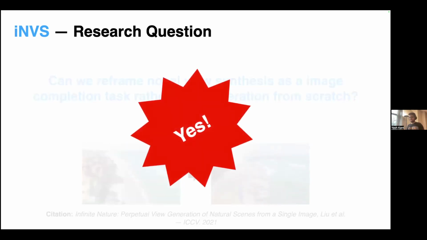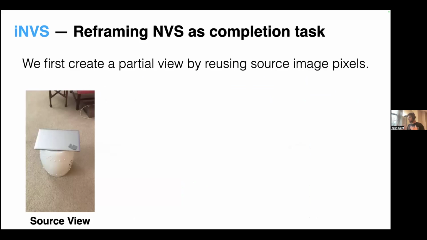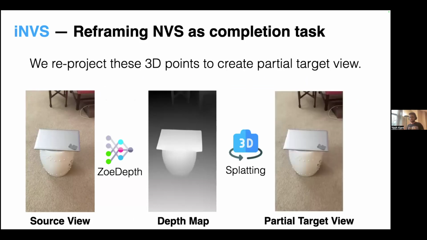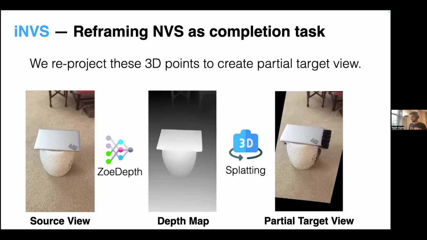And we find that the answer to this question of can we reframe it is yes. Let's discuss how we basically can approach it in such a way. So we first create a partial view by reusing source image pixels. For this, we first use a monocular depth estimator, in this case, ZoeDepth, to create a depth map. And then we reproject these. Basically, using this depth map, we can apply every pixel some depth, and we can project them in 3D points and create a partial view. So this is how that looks.